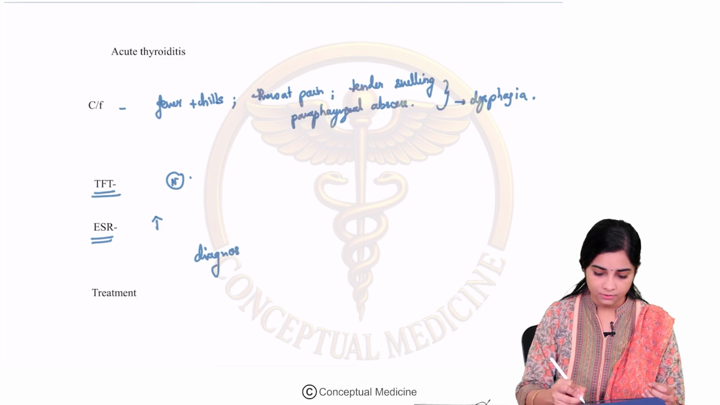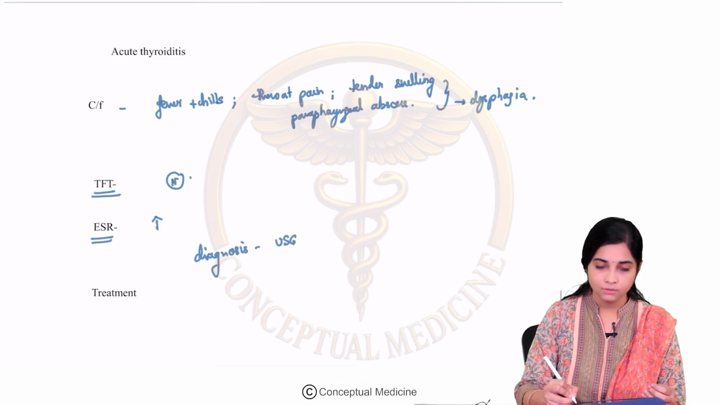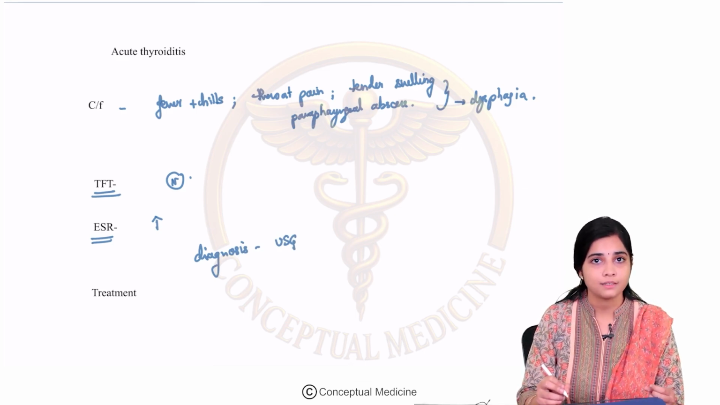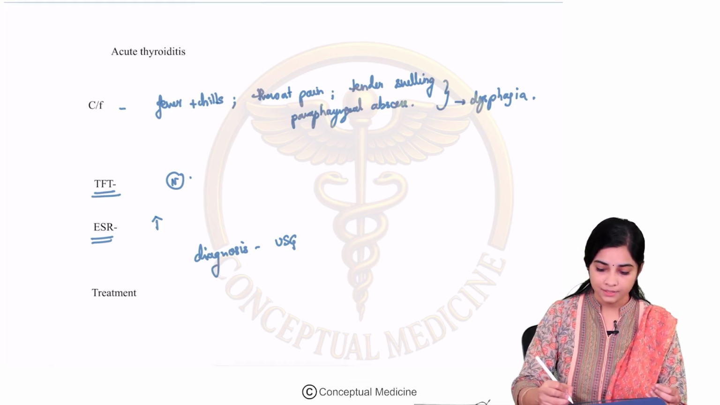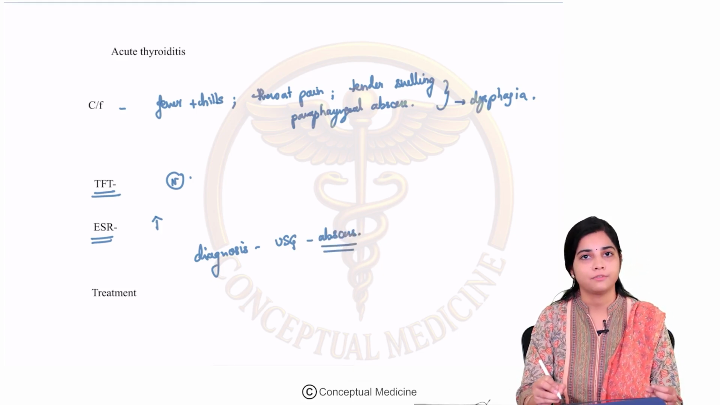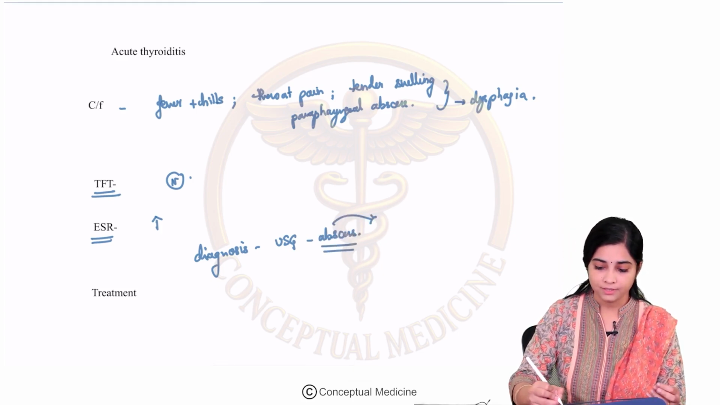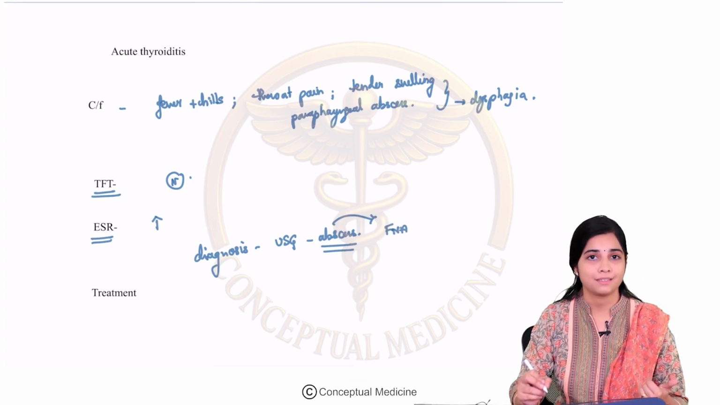How do you diagnose acute thyroiditis? So most often when you do an ultrasound, you will see that there is some inflammation going on. You will find enlargement of the thyroid gland. Sometimes you can even find evidence of abscess, evidence of active infection. If you find evidence of this, then you will have to do an FNA, an aspiration.